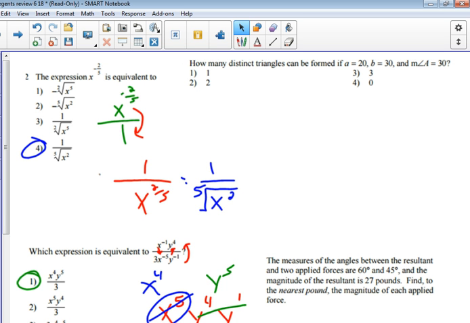Right, how many triangles exist? How many triangles can be made? How many obtuse or acute triangles are there? Right, first thing we should do is draw yourself a picture.